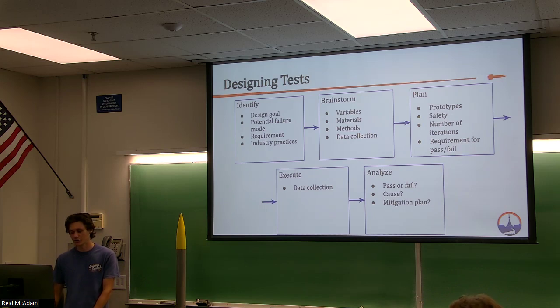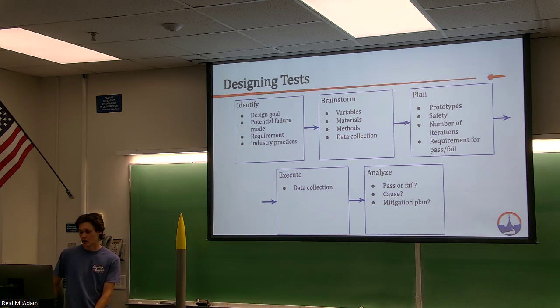Then you'll look at number of iterations. Some tests you might just need to do more than one of. Some tests you can't really do more than one of. Like if you're looking to do a flight test of something, we can't afford to do 100 flight tests because motors are super expensive. So that's something that you got to weigh in on.